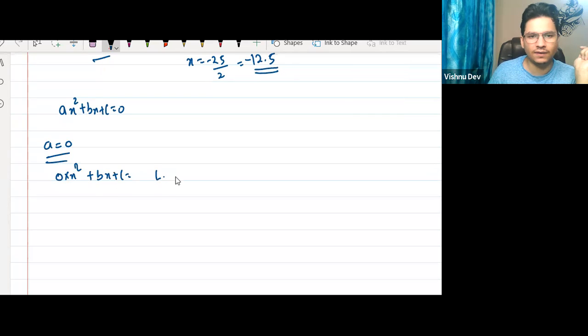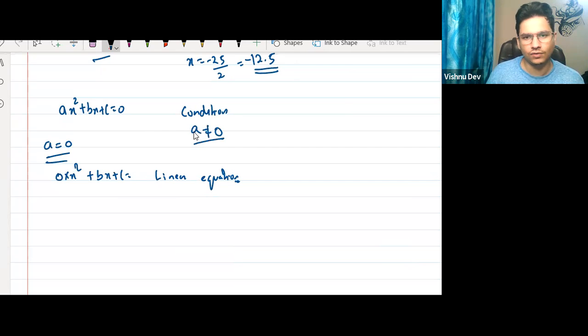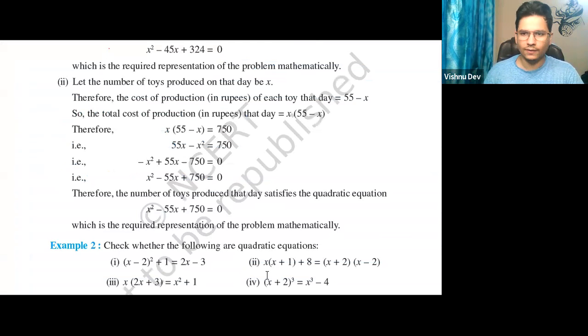It will become a linear equation, bx plus c, not quadratic. So if it is a linear equation, then it is not a quadratic equation. So a should not be equal to 0. That's the condition. बाकी b 0 हो सकता है, c भी 0 हो सकता है. It's fine. a should not be equal to 0. Then we only have to check a, and we will get the answer.